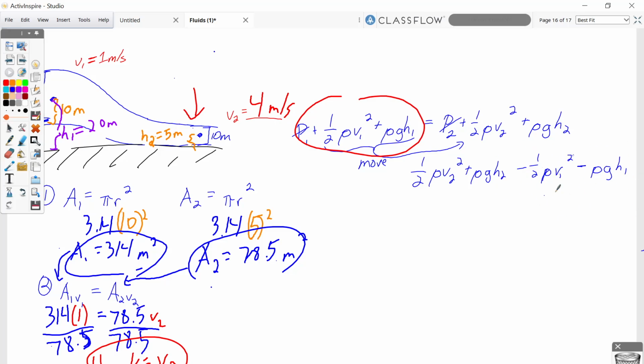Okay. Since we made this negative, now it's just plugging in our numbers. It's not hard to plug in our numbers. We have 1/2 rho, which is 1,000. Even though it's not here, we're assuming that it's water, so we're going to plug that in. My velocity 2 I just got, that was 4. Okay. Plus rho again, gravity. My height 2. My height 2 is right here, height 2, 5 meters.